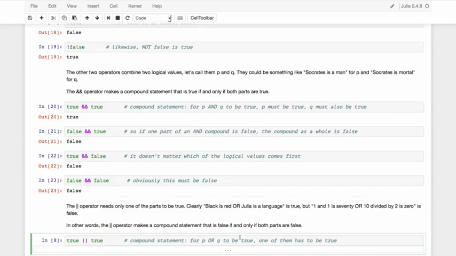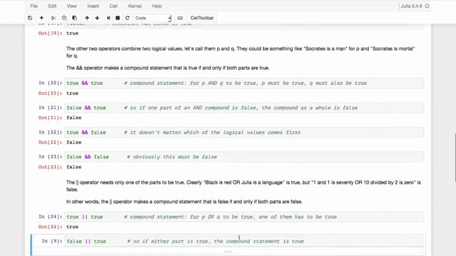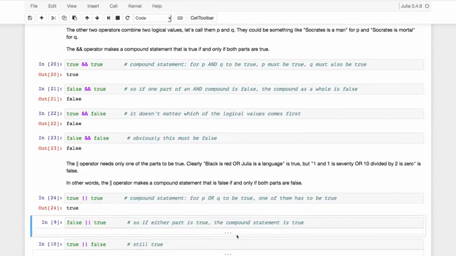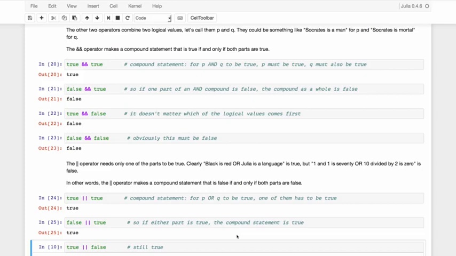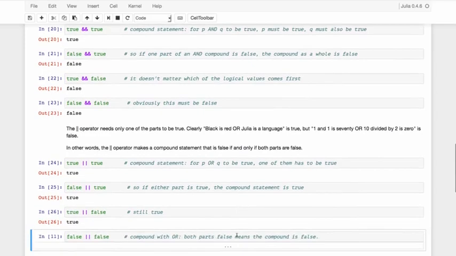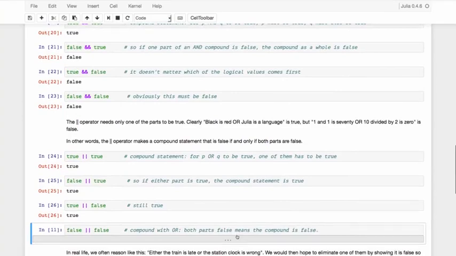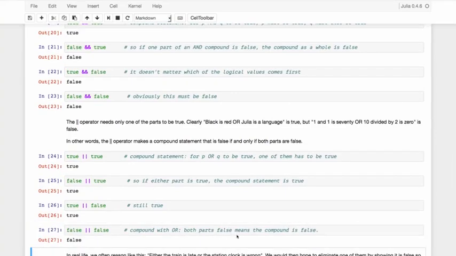So here both parts are true, and so therefore, obviously, it's true. Similarly, if one part is true and one part is false, then it's still true, and it doesn't matter which is the first or the second. And finally, if both are false, then, and only then, is the compound also false.